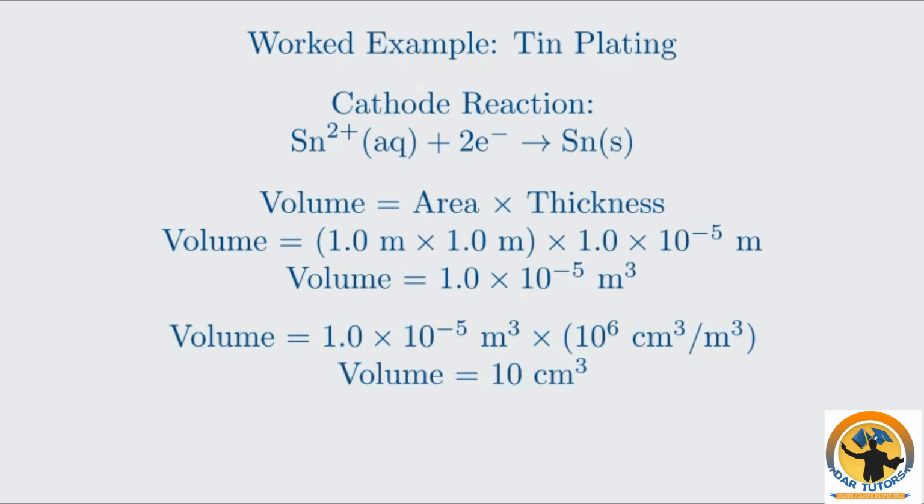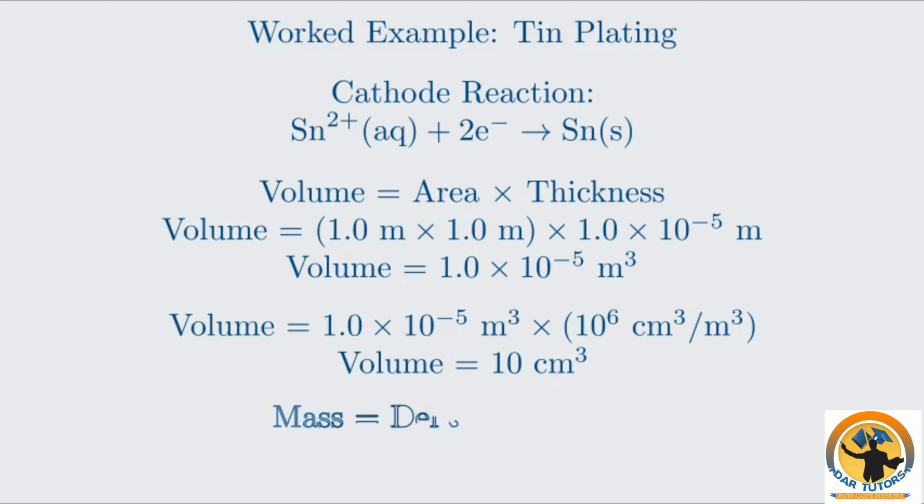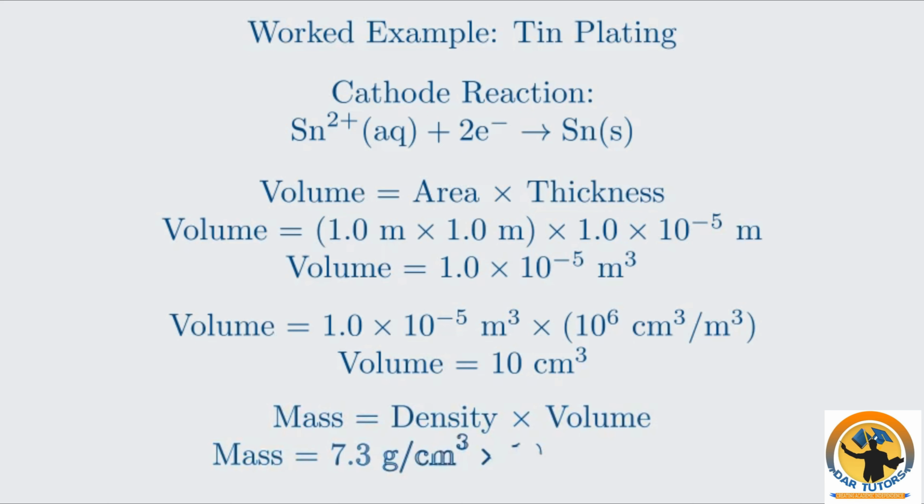Now we can calculate the mass using the density of tin, which is 7.3 grams per cubic centimeter. Mass is density times volume. 7.3 grams per cubic centimeter times 10 cubic centimeters equals 73 grams.